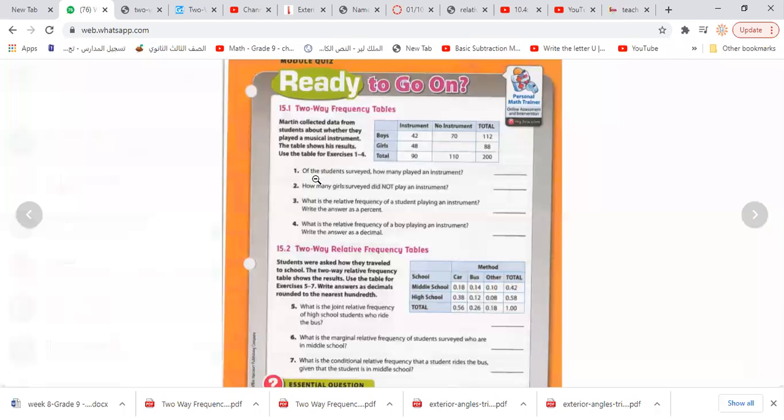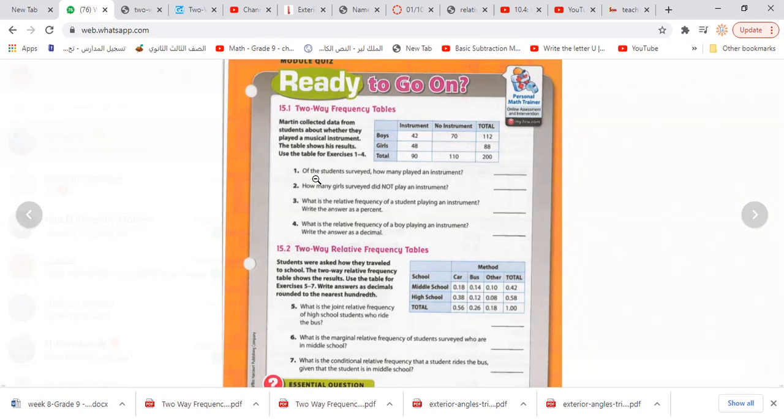Thank you. Is there any other way we can find the same missing category? Yes, 110 minus 70. It will give us the same answer? Yes. Then we can fill the missing category by using the total for the row or the total for the column, and in both cases, they will give us the right answer.